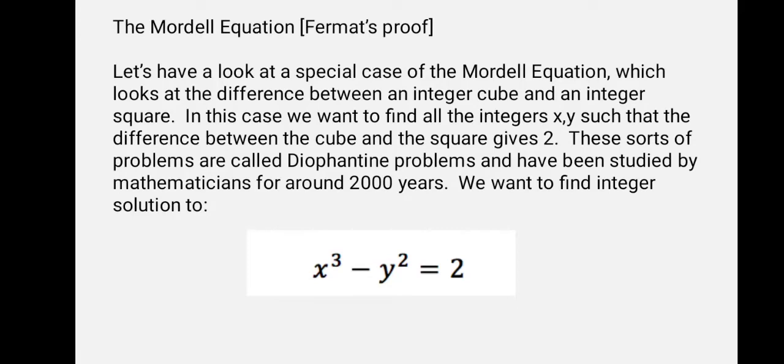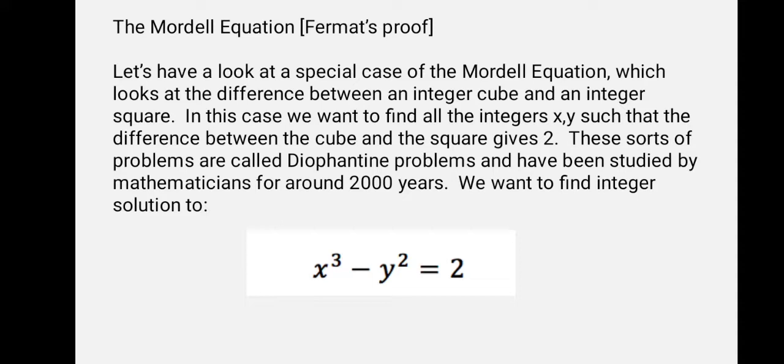The Mordell equation: Fermat's proof. Let's have a look at a special case of the Mordell equation, which looks at the difference between an integer cube and an integer square. In this case, we want to find all the integers x, y such that the difference between the cube and the square gives 2. These sorts of problems are called Diophantine problems and have been studied by mathematicians for around 2,000 years.